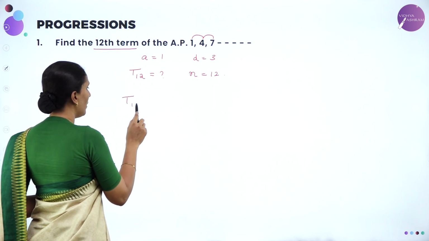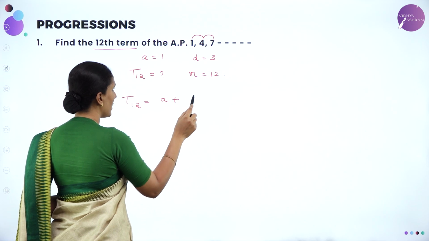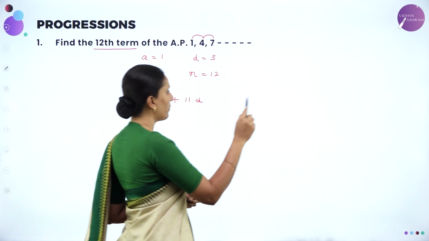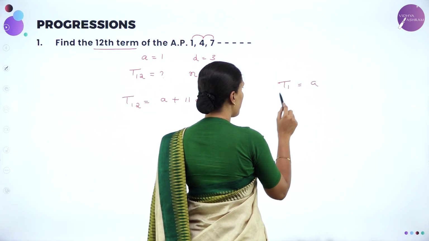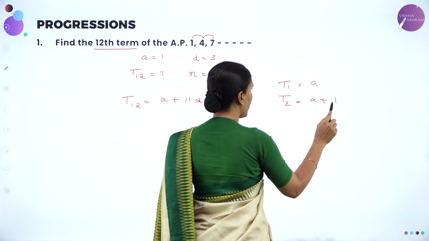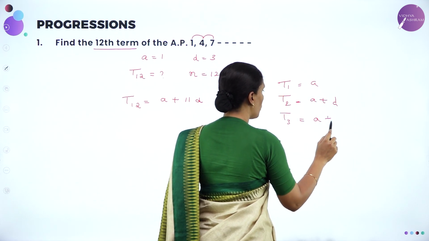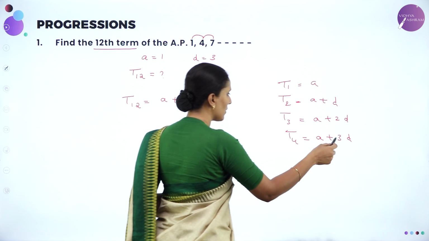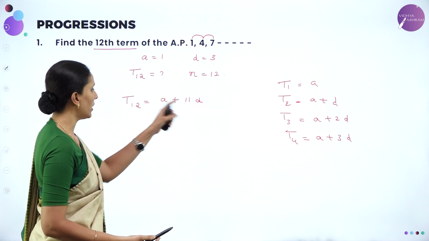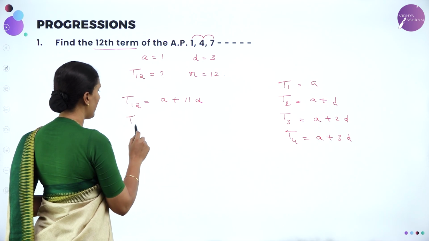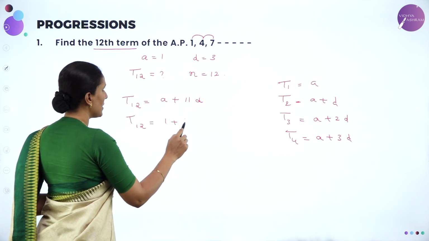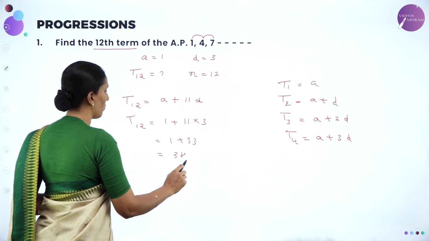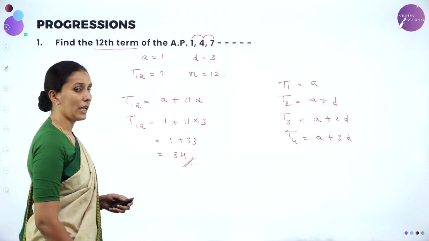So if we want T12, then using the formula a plus (n minus 1) into d, we can write it as a plus 11d. So for example, if we need T1, then it is a. If we need T2, then it is a plus d. T3, it is a plus 2d. T4, it is a plus 3d, like this. So the last term will be (n minus 1) into d, depending upon the number. So now T12 is equal to a plus 11d. So T12 is equal to 1 plus 11 into 3, so 1 plus 33, which is equal to 34. So the 12th term of this sequence is 34.